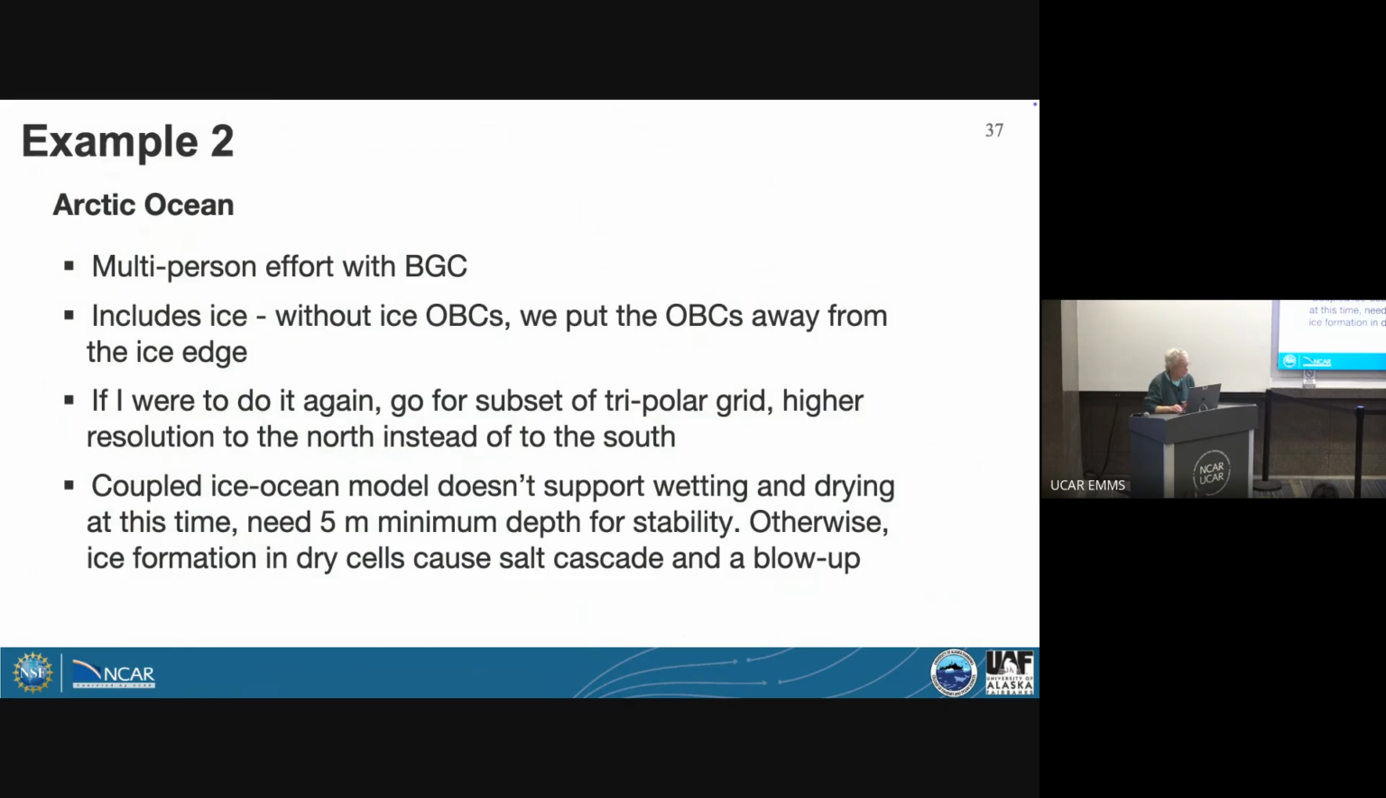So it's a polar stereographic projection. And if I were to do it again, I would pick a subset of a tripolar grid. And the coupled ice ocean model doesn't support wetting and drying at this time. And so I needed a 5-meter minimum depth for stability. Otherwise, the dry cells would cause the whole model to blow up.